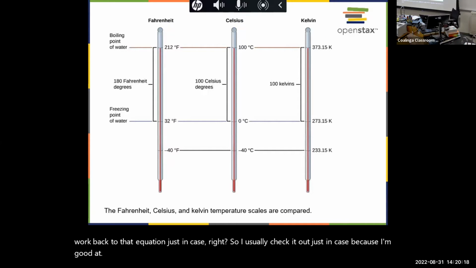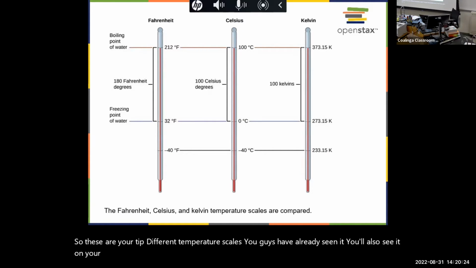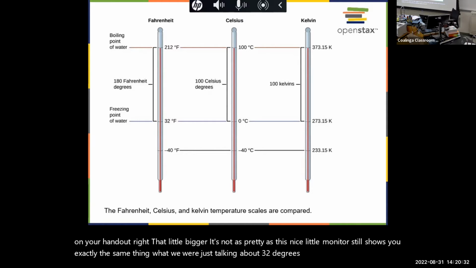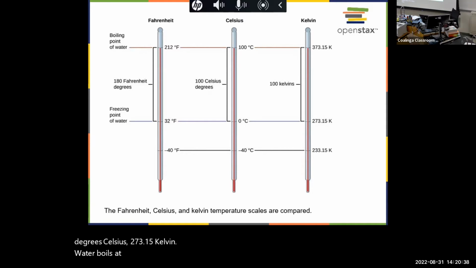So these are your different temperature scales. You guys have already seen it. You also see it on your handout, right? The little figures, not as pretty as those nice little thermometers, but it shows you exactly the same thing. What we were just talking about: 32 degrees Fahrenheit, 0 degrees Celsius, 273.15 Kelvin. If water boils at 212 degrees Fahrenheit, which is 100 degrees Celsius, and 373.15 Kelvin.